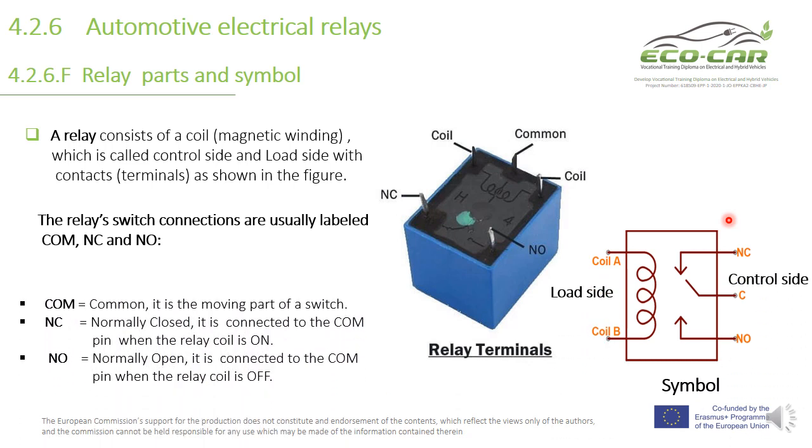The control side. Here we have three terminals. COM is the moving part of the switch, and NC is normally closed, connected with the common pin when the relay coil is off. When the relay is on, it is open. But the other terminal, normally open, is connected to the common when the relay is on.